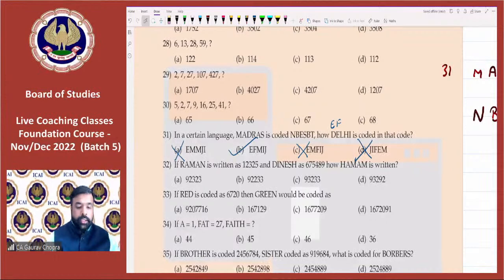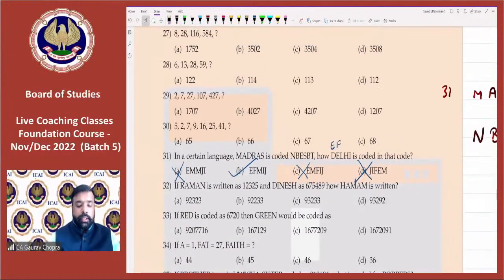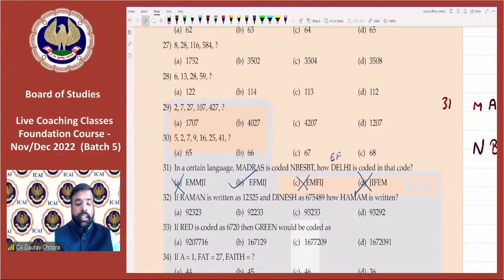Divya is asking doubt in question number 30. See, question number 30 is very simple. In question number 30, see the first two numbers, it is 5 and 2. Now what is the sum of 5 and 2? It is 7. So 5 plus 2 is equal to 7. Then 2 plus 7 is how much? 9. So it is 9. Then 9 plus 7 is 16.